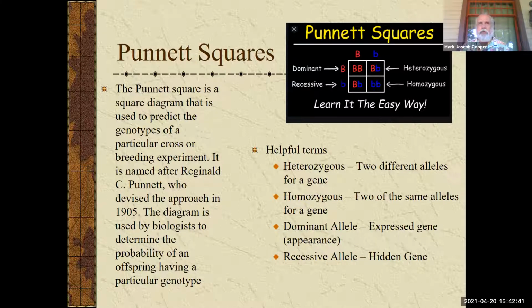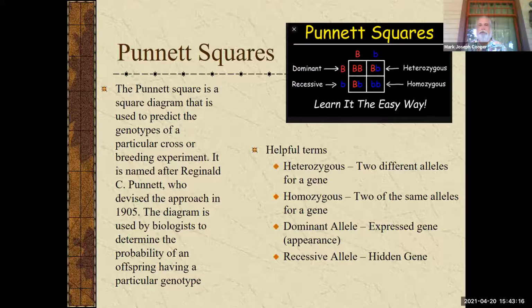For the Zoom session, we're going to work through some of these. We'll have some problems that I will want you to be able to work through, and we'll talk about them. But for right now, what I want to do is go over the general concept of what some of the terms mean. This was devised in 1905, so it's been around for quite a while. And it is a way, again, to look at the possibilities of having a particular genotype, and we'll even talk about what that word means in a minute.